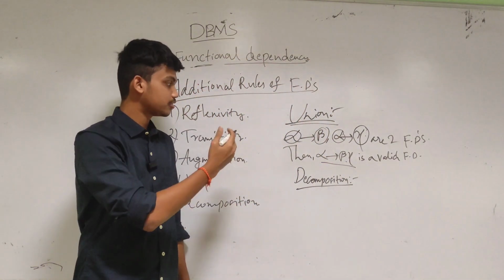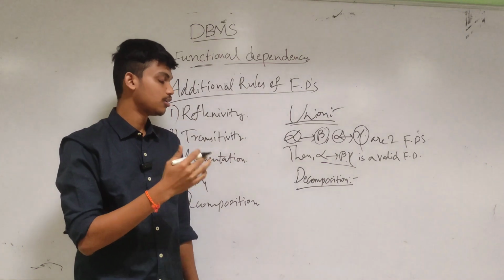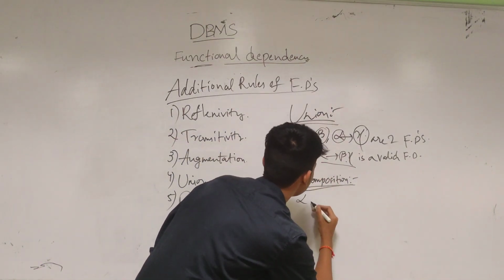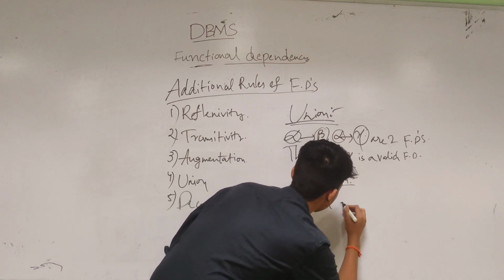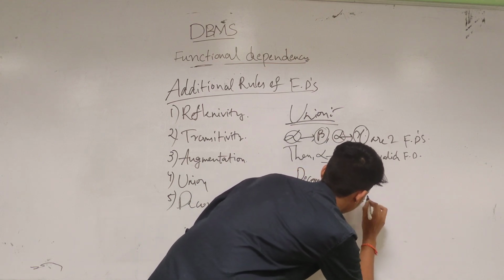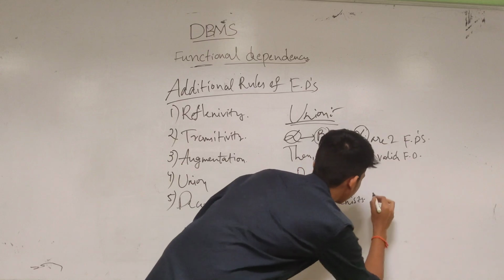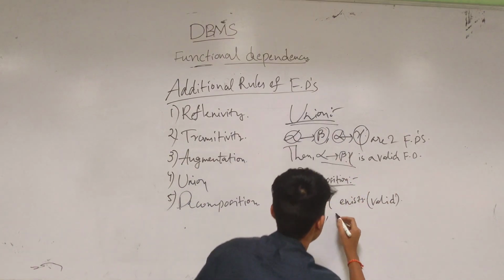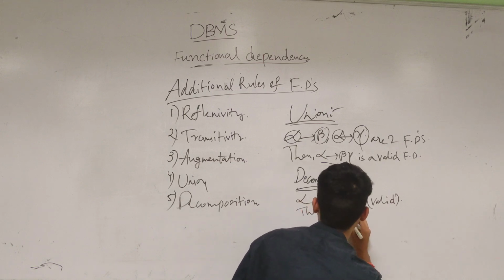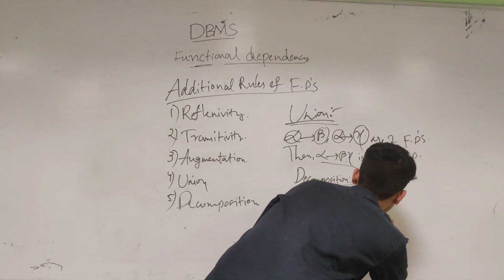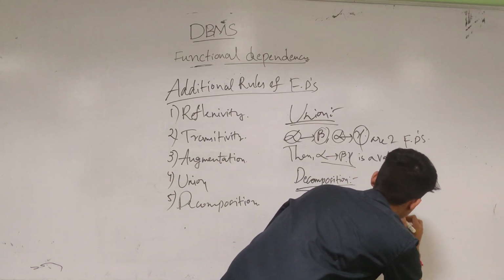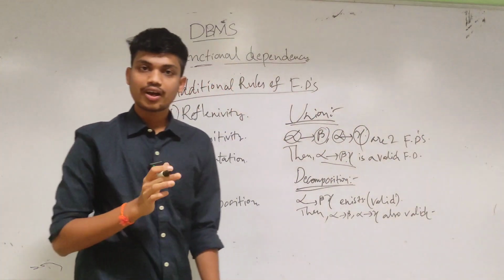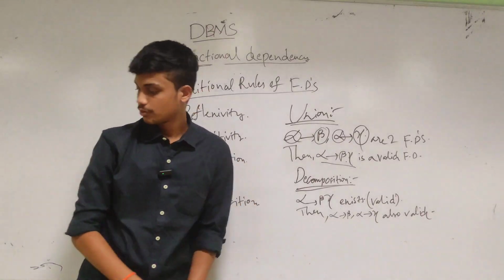Now decomposition. Decomposition is nothing but the opposite of union. Simply, if alpha to beta gamma exists and is valid, then alpha to beta and alpha to gamma are also valid. This is our decomposition.